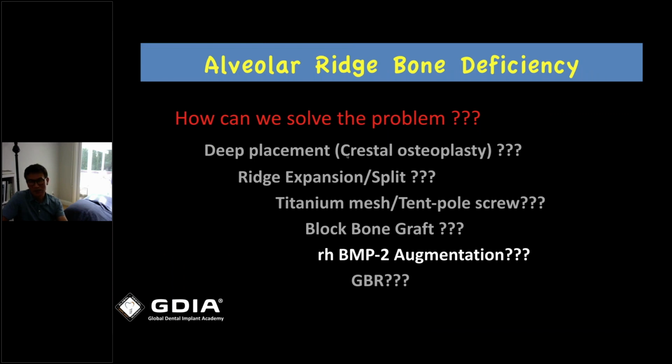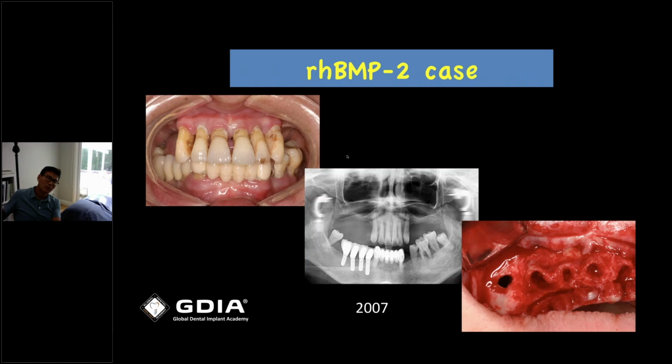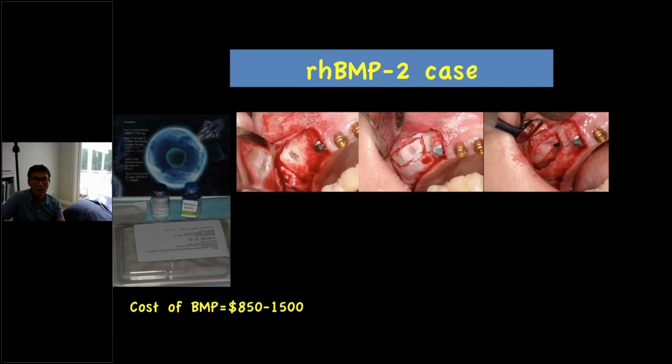How about a BMP2 case? This is a lady from Shanghai with severe advanced perio. Even when I flapped the sinus area, I had to push through the membrane. I was very careful, but the bone was very thin in the sinus. So I waited about 6 weeks, and then I re-entered and used BMP. That time it cost about 0.9 cc, about $850. That's a lot of money.